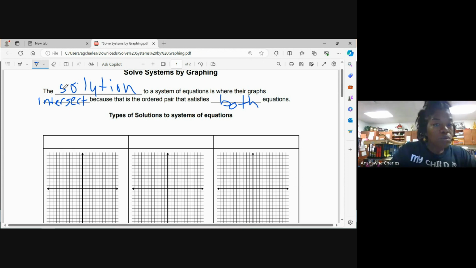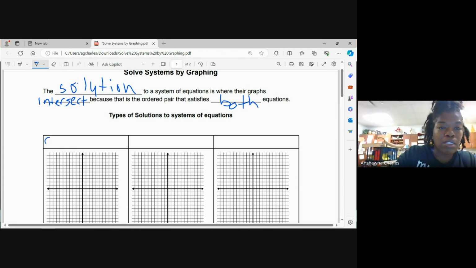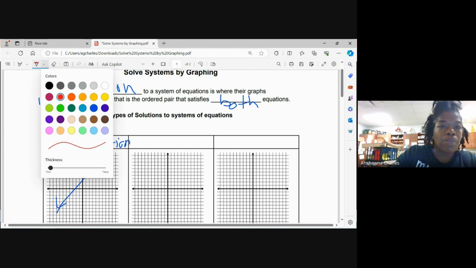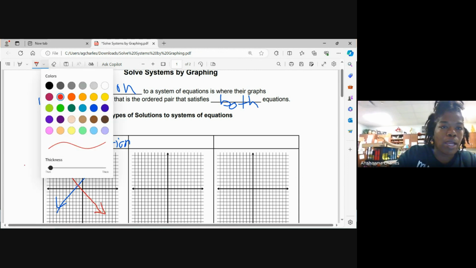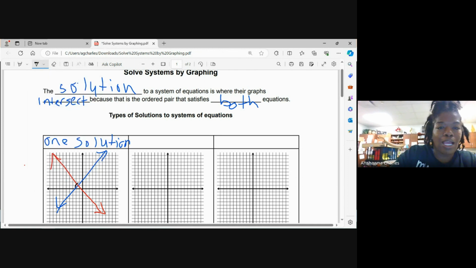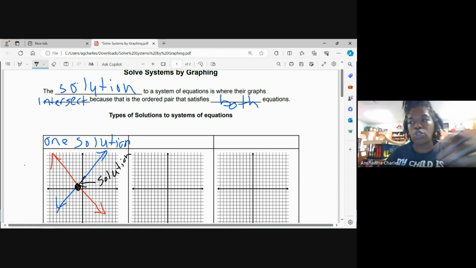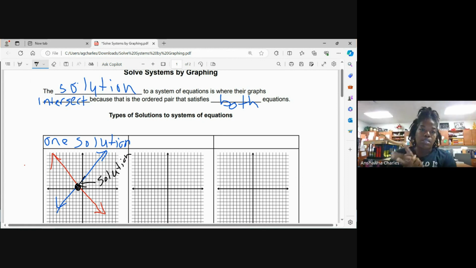Okay. So you can have a graph that only has one solution. That means the two lines would intersect only one time. So if they are like this, that right there would be my solution. They would only have one solution, which is where the two lines intersect. Okay. Copy that down on your graph.